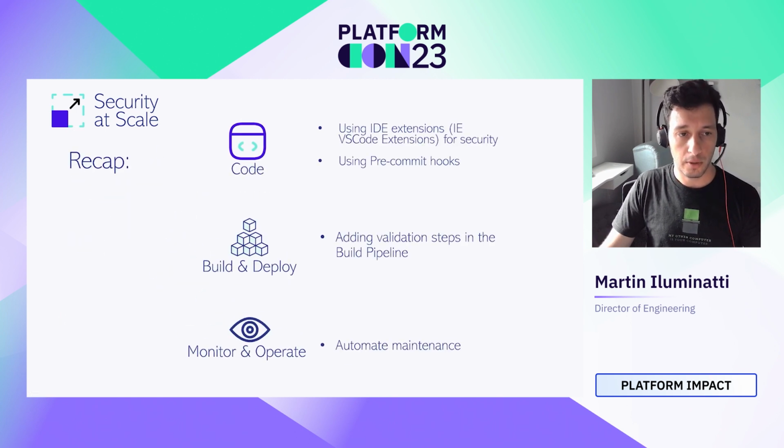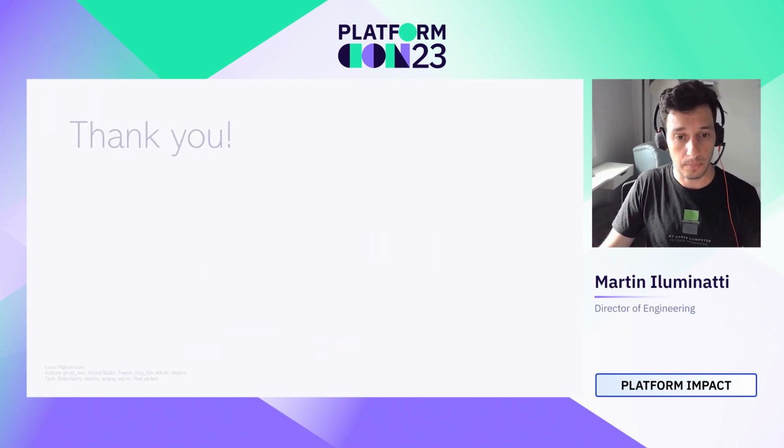So as a quick recap, we went through the code phase where we learned about using IDE extensions and pre-commit hooks for security purposes. We also went through the build and deploy phases where we added validation steps within the pipeline before it gets deployed. And we also went through monitor and operate on how to automate the maintenance of our code.